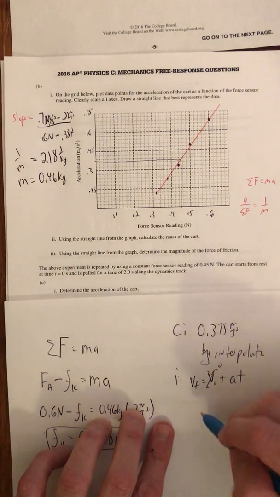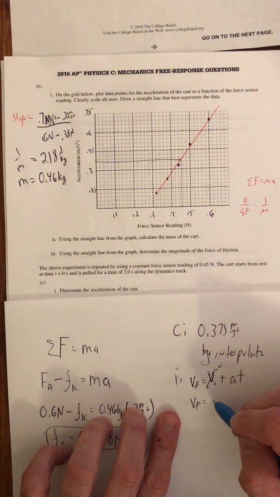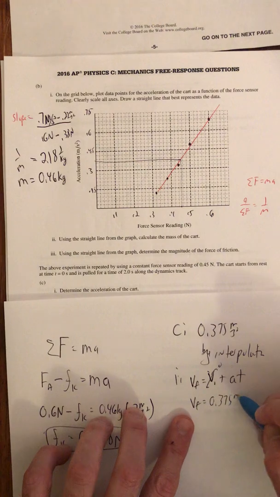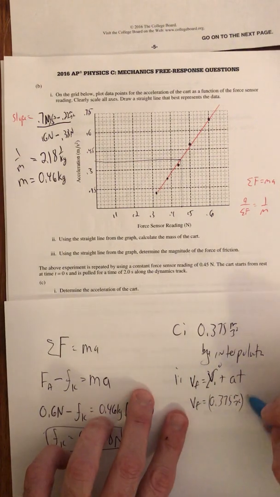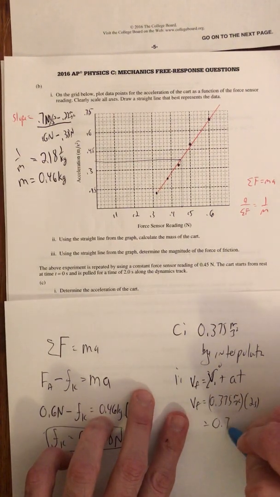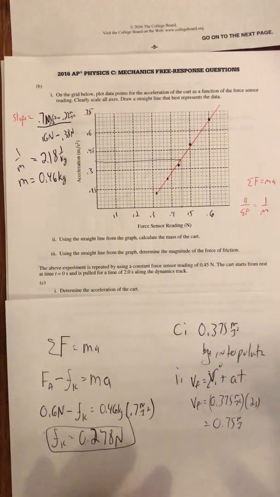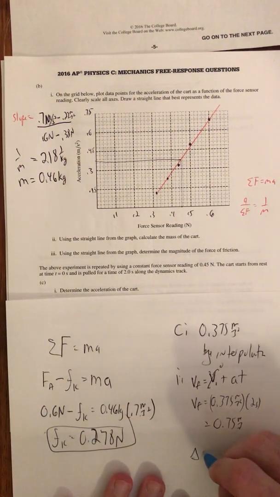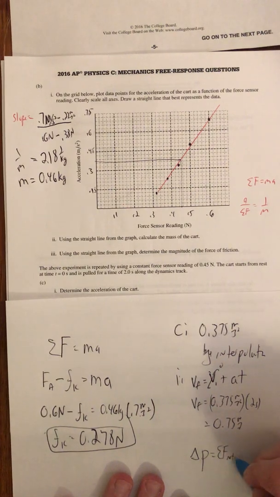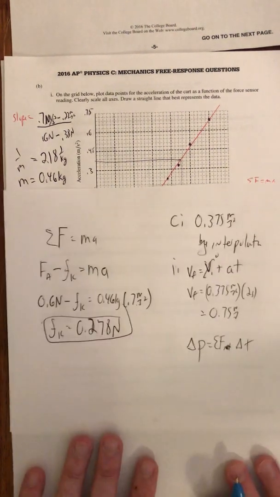solution. So I know it started at rest. VF in that first interval is 0.375 meters per second squared, the time is 2 seconds. How convenient, 0.75 meters per second. Great, so that's how fast it's going. And then I know delta P is equal to F net, or the sum of forces, times delta T. That's my impulse momentum theorem.